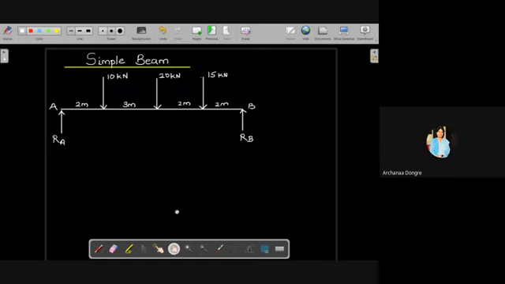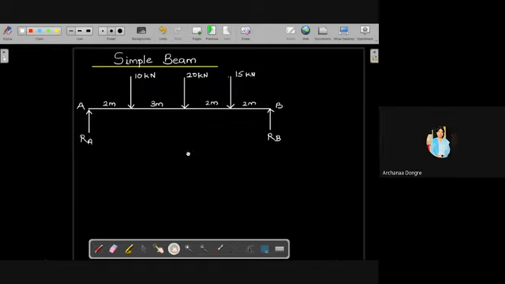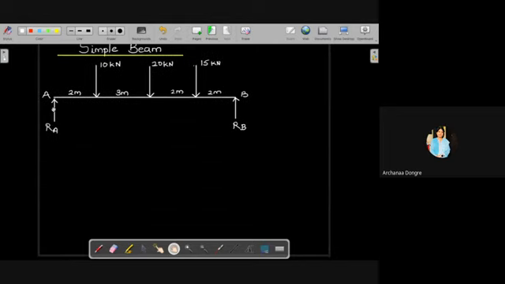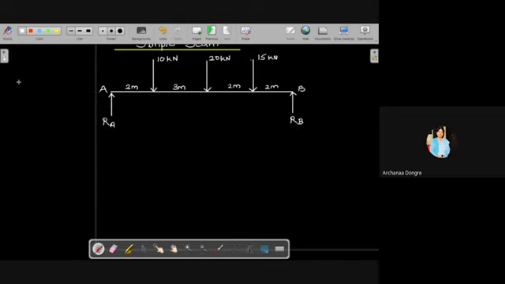Now when you do the analytical calculation, you know how you can easily find out the reactions by calculating moment and all. Considering the summation of forces in y direction, then when you consider moment about A, you will be able to find out what is RA and RB. So this procedure you are already aware of.